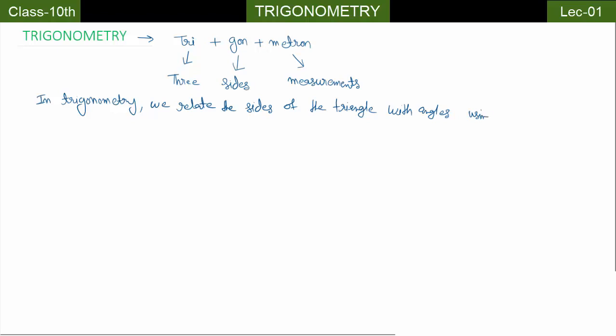using trigonometric ratios. So what are trigonometric ratios? We'll study about this in lecture number 2. But as of now, you can understand that in trigonometry we will establish the relation between the sides of the triangle and the angles.